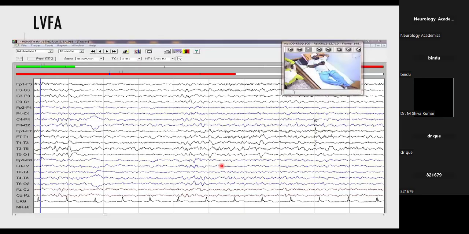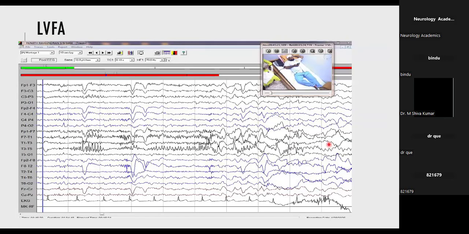Coming to one of the patterns, the non-prototypical LVFA, low voltage fast activity. Here in this bipolar montage, we can see the low voltage fast activity, which ranges from 15 to 20 hertz, in the left temporal region corresponding to the ictal onset. This LVFA can be followed by theta or delta rhythm. Here we can see it followed by a delta rhythm.